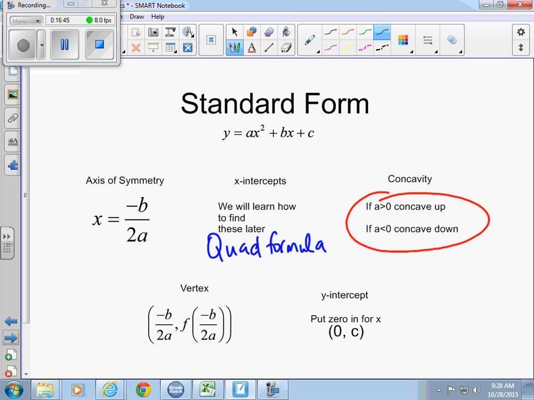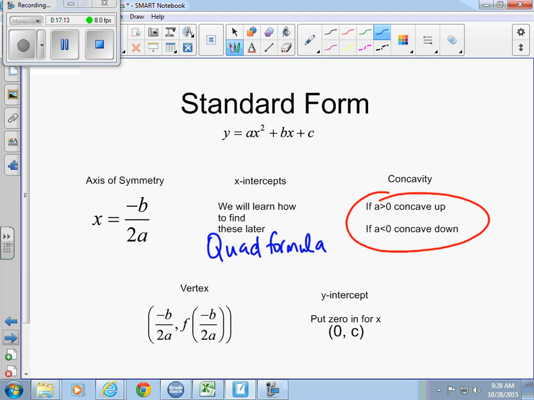The vertex, that formula looks really scary, doesn't it? So let me explain what that means. Negative b over 2a doesn't sound scary, does it? That gives you the x value of the vertex. How do you find y values when you have x values? If I want a y value and I have an x, how do I plug it in? How do I find the y value?